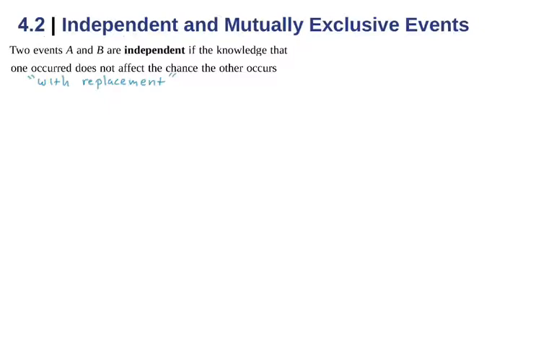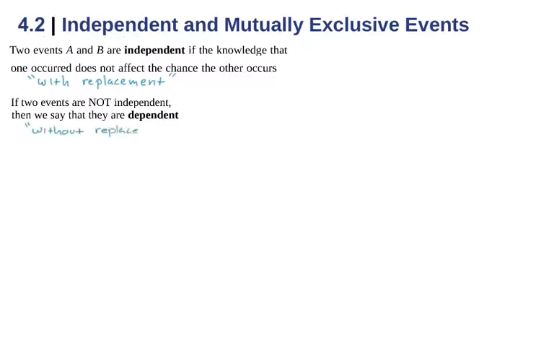So also, we could talk about a dependent, and this is going to be the case without replacement. So the outcome of one does affect the other. So if I'm pulling out a student and then I don't put them back in, now I'm going to select another one. So on the second selection, there's less students. You're going to have a higher probability of being selected.